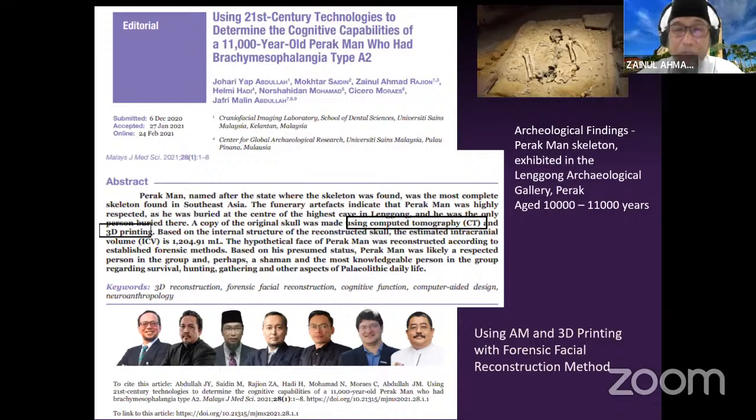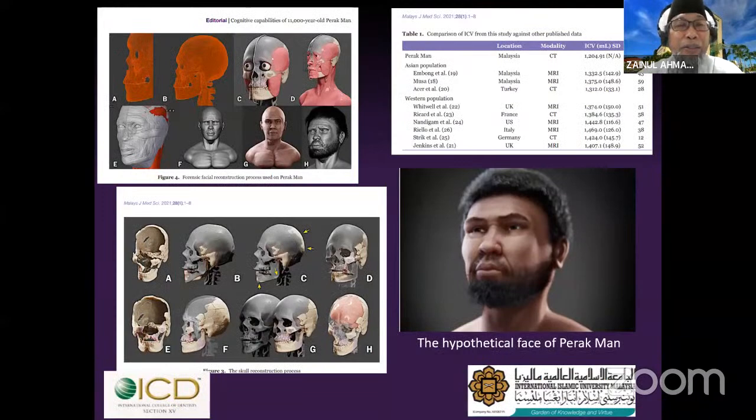A CT scan was done on this data using 3D CT and 3D computing, and we developed the potential face of this data using an expert from Brazil. We published this paper. Our colleague from Brazil's expertise is basically in reconstructing soft tissue. It's not easy to reconstruct the soft tissue because we have only the bone, but with his expertise, we can develop a potential face of this particular man, who is around 10,000 to 11,000 years old.